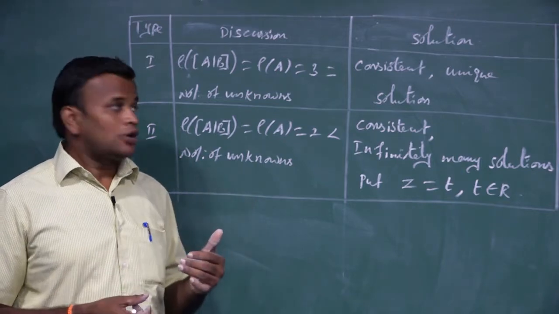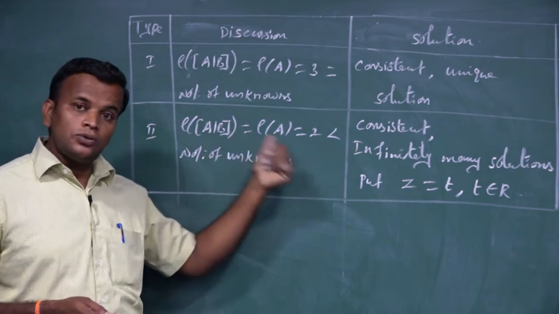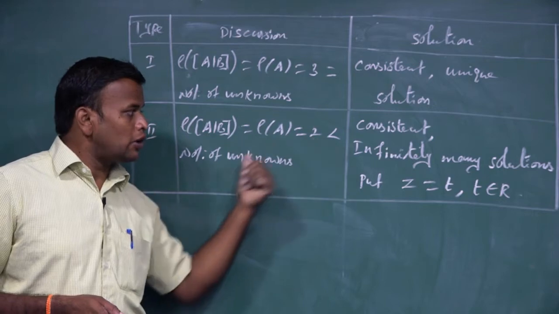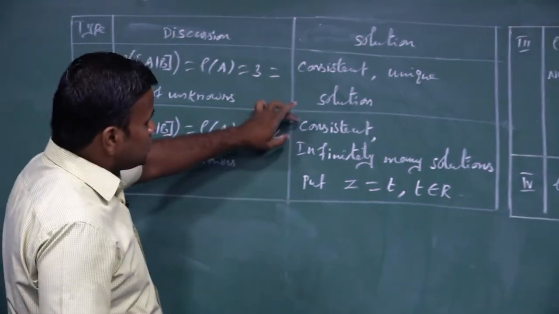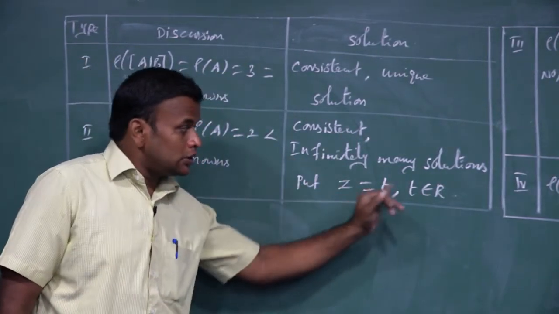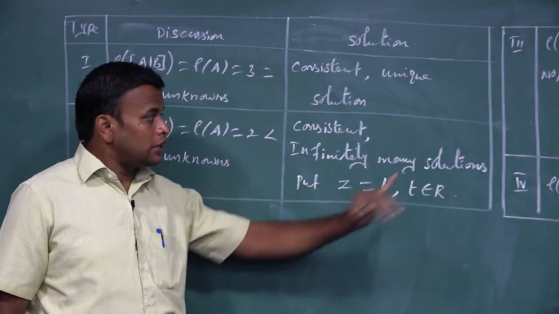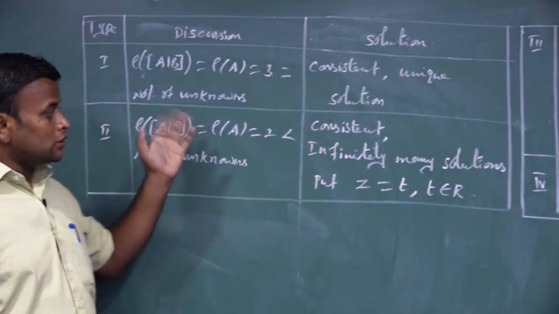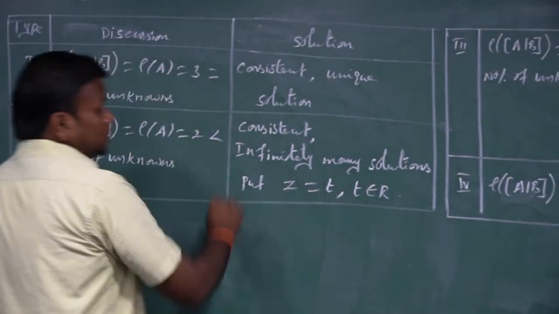And the second case, I reduce the rank from 3 to 2. Both ranks should be equal to 2, but 2 is less than the number of given unknowns. Then the system is consistent, that is, it is possible to find the solution. But the system has infinitely many solutions. Put z is equal to t, where t belongs to R. What is the reason to write infinitely many solutions? Both ranks are equal to 2, so it has 2 equations and 3 unknowns. So we assign one variable as a constant. Put z is equal to t.